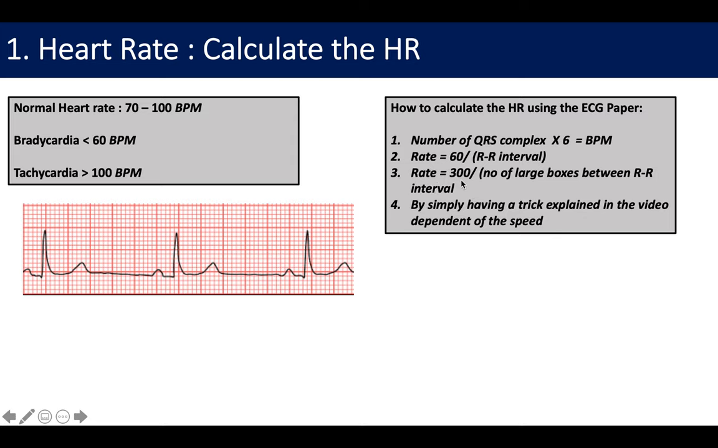For the third method, it's 300 divided by the number of large boxes between RR. So it would be 1, 2, 3, 4, 5, 6, and 300 divided by 6 again gives you 50. Or you can do it simply with a trick explained in this video. Listen carefully. This only works for 25 millimeter per second ECG paper speed. The first line is 300, the next one is 150, then 100, then 75, and it goes down like that. So already we can see that this patient is bradycardic.